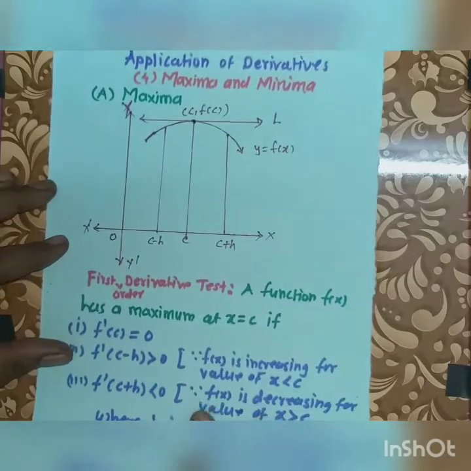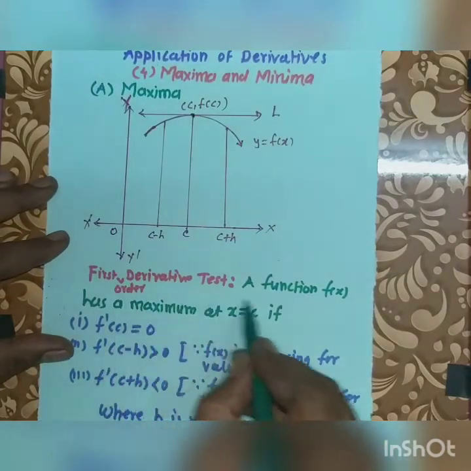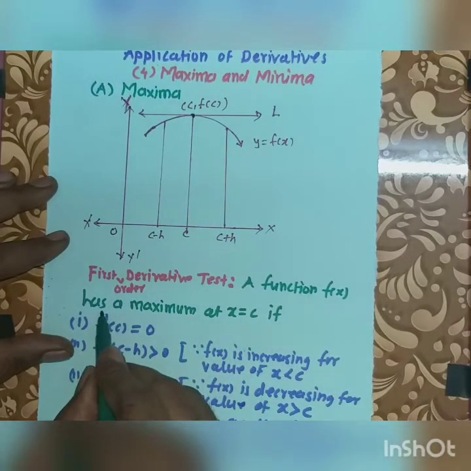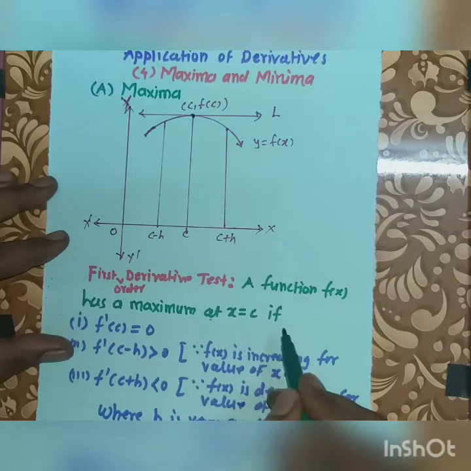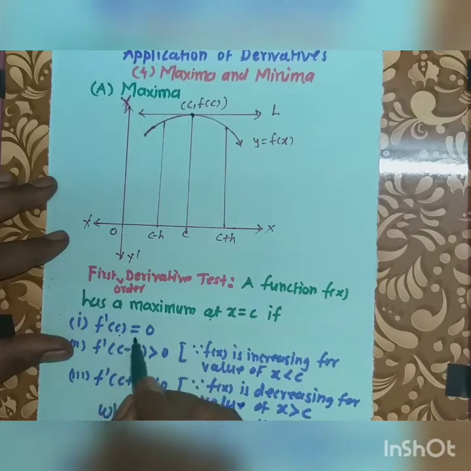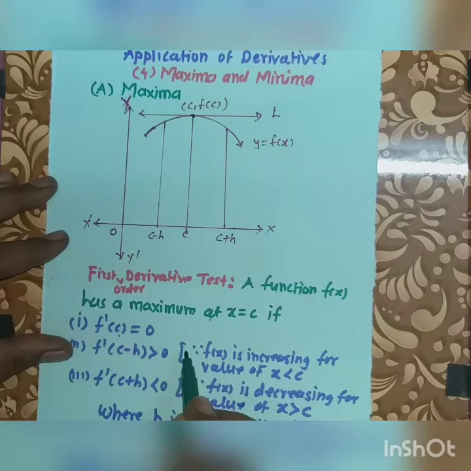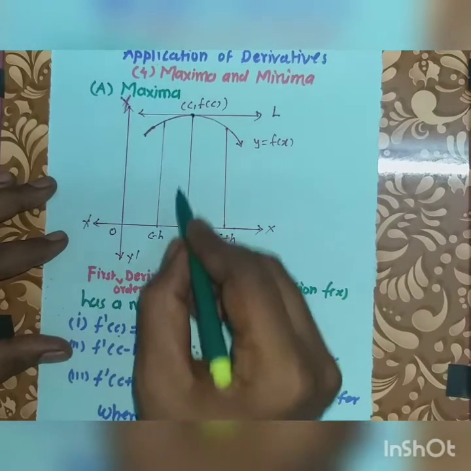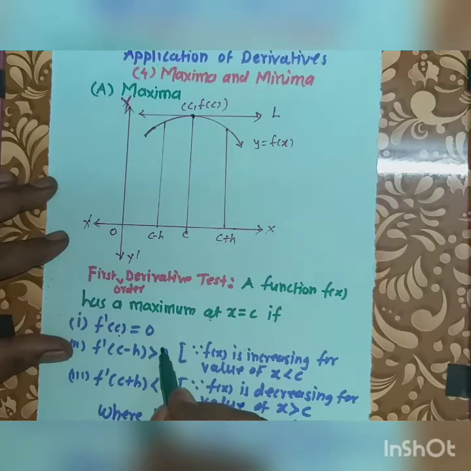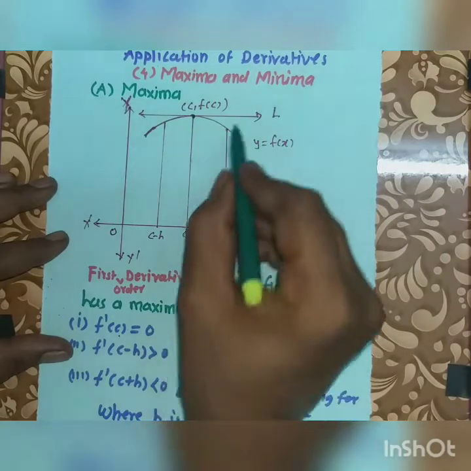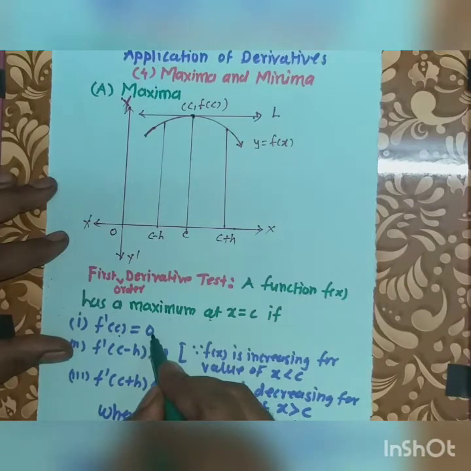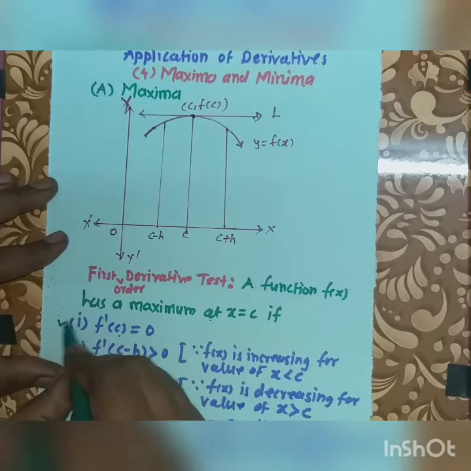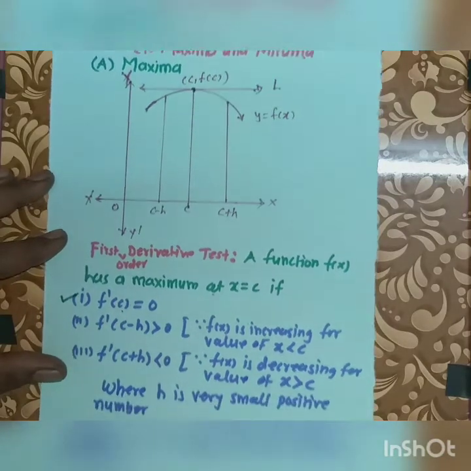Then the first order derivative test: a function f of x has a maximum at x is equal to c if the first order derivative f dash of c is equal to 0. First order derivative means the slope of the tangent. This tangent is parallel to the x-axis, therefore its value is 0. Slope is equal to 0. First order derivative equal to 0 is the first condition.